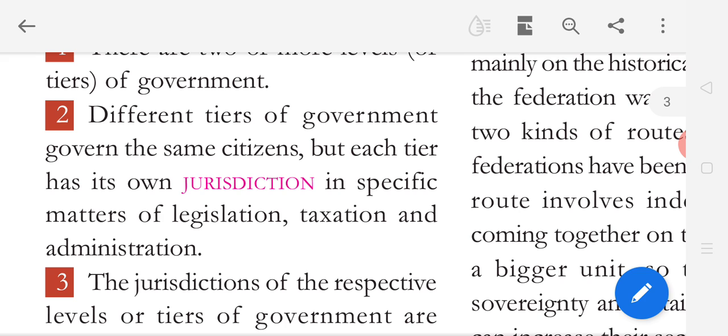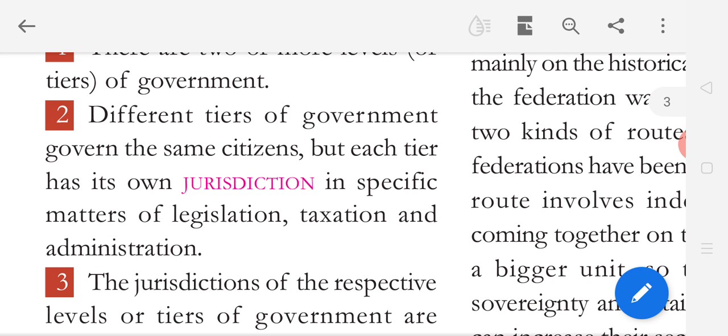How are all these governments? So different tiers of government govern, means run, the same citizens. Means there are two types of government, the central government as well as the state government. How do these governments govern? These governments run over the same citizens, means the government of Maharashtra governs the people of Maharashtra, and the central government also runs for the people who are living in Maharashtra.